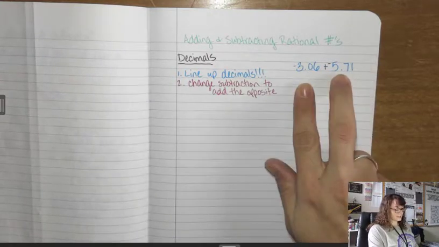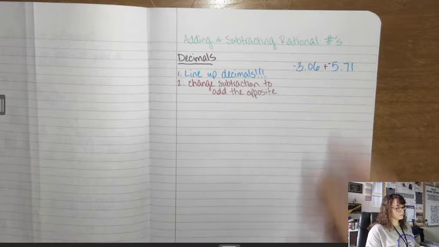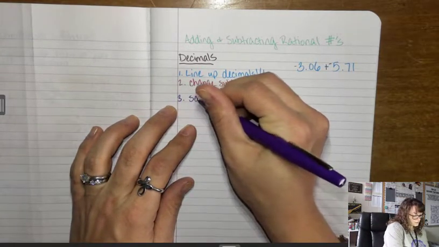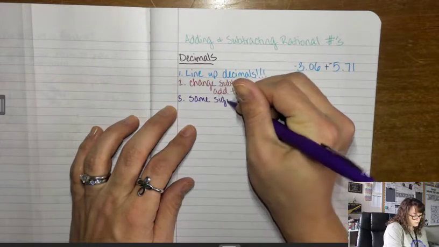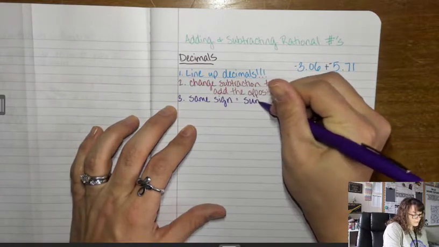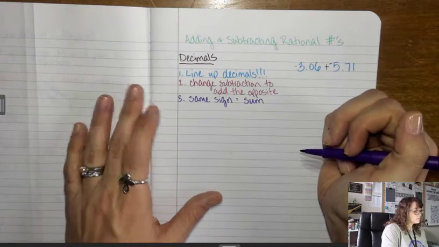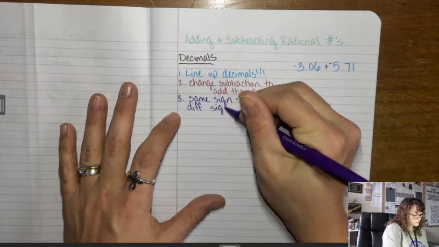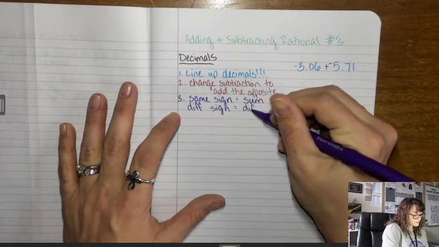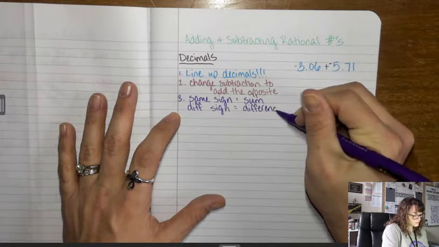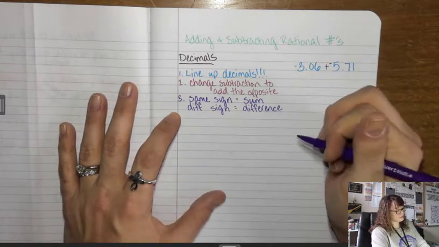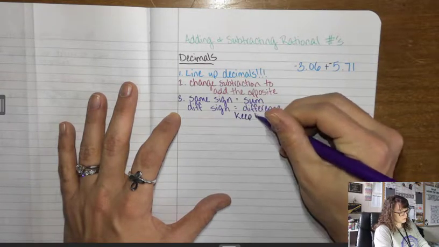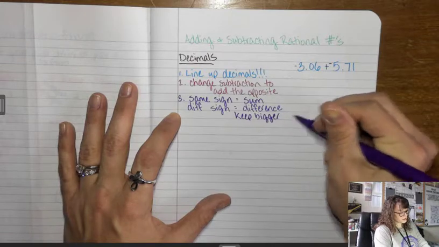Now, same sign, sum. We're going to add them together. Same sign, sum. Different signs, you find the difference and you keep the sign of the bigger number. Keep bigger sign.